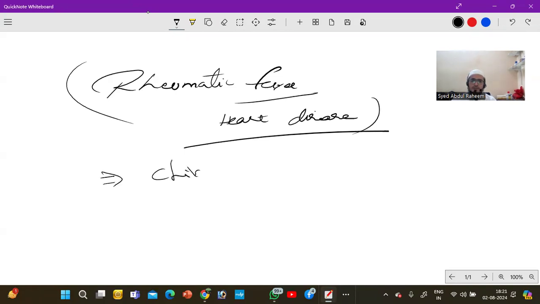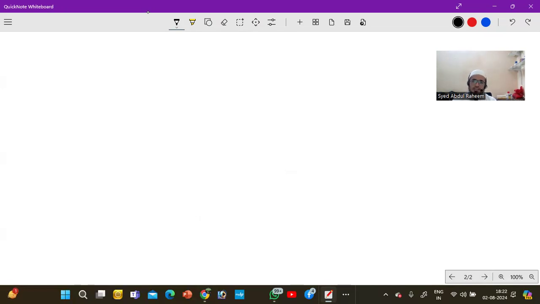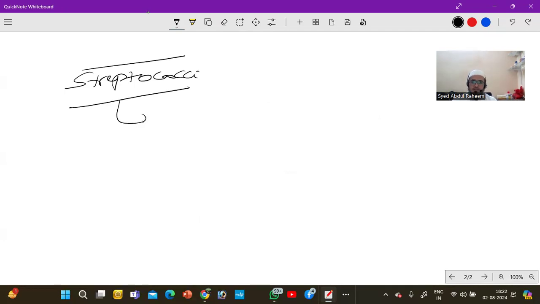One is children, okay, in our childhood, or adults. This disease is mostly seen in children and adults, and the cause is unknown. Unknown, but some studies show that there is an infection called hemolytic streptococci. Streptococci is an infection which attacks the tonsils or pharynx.